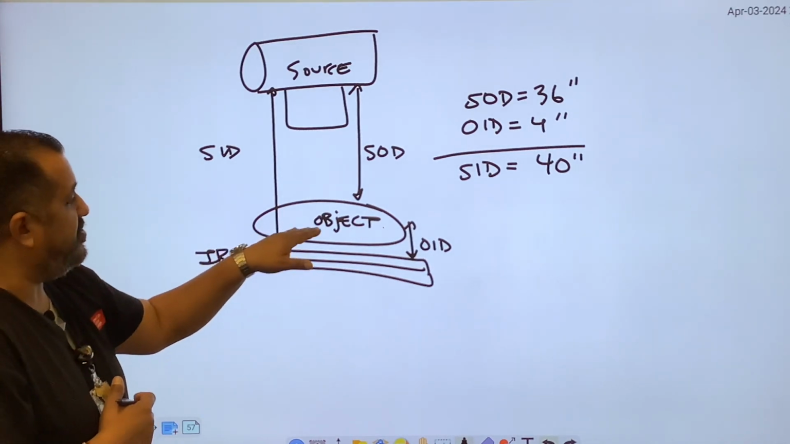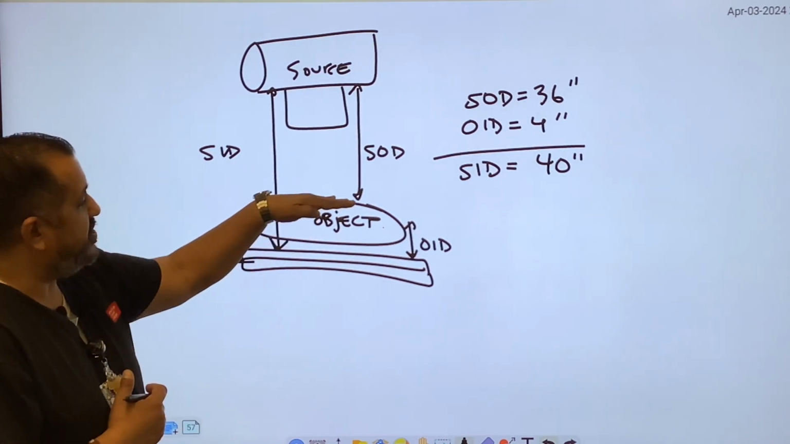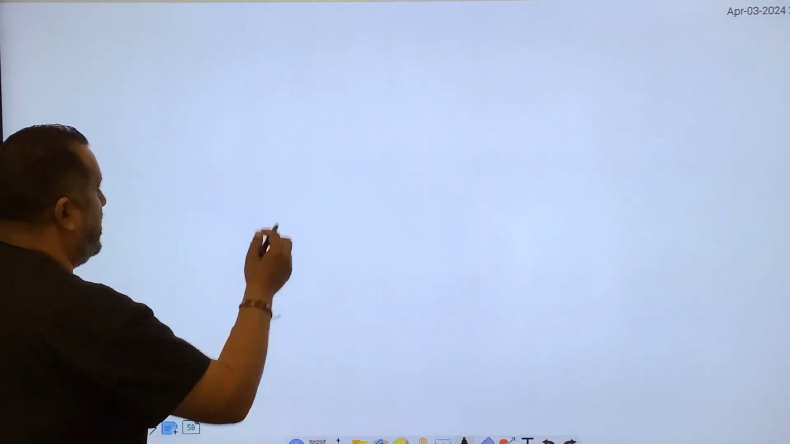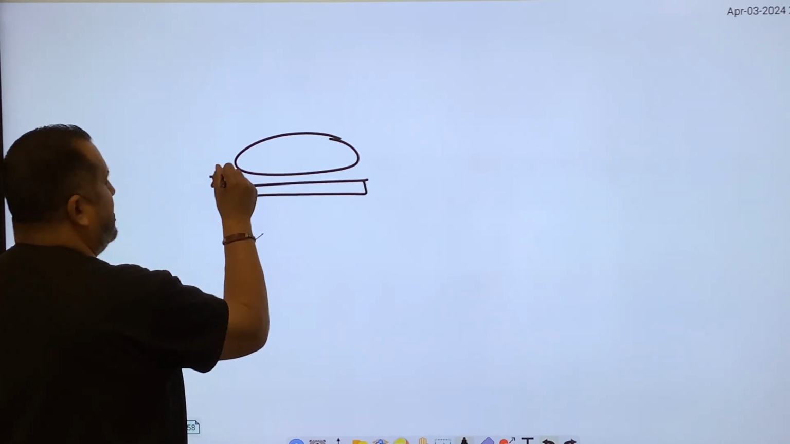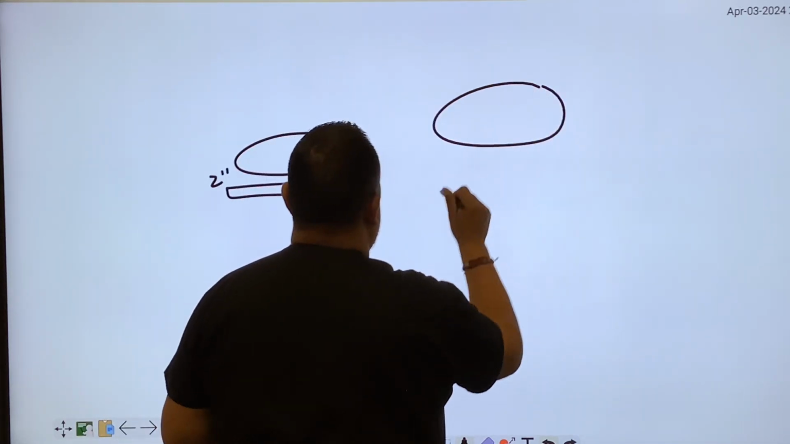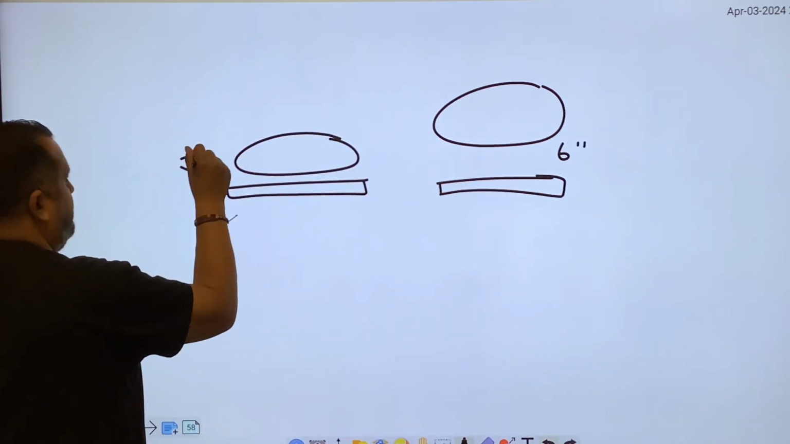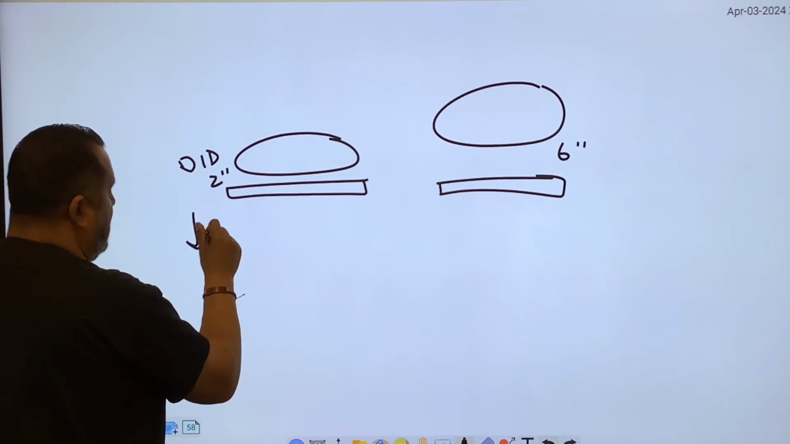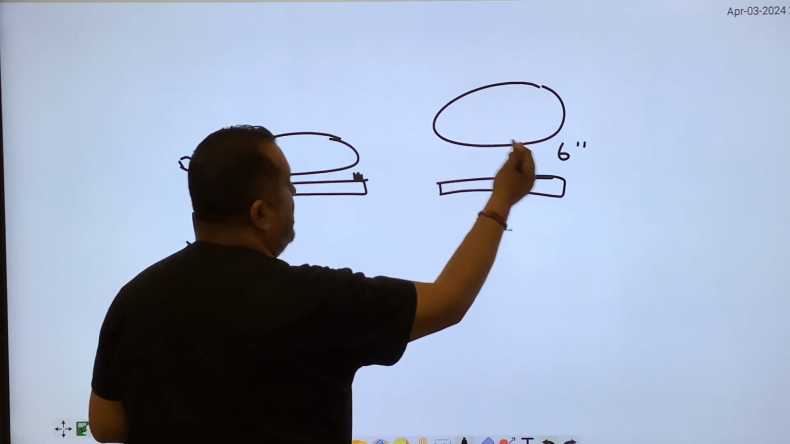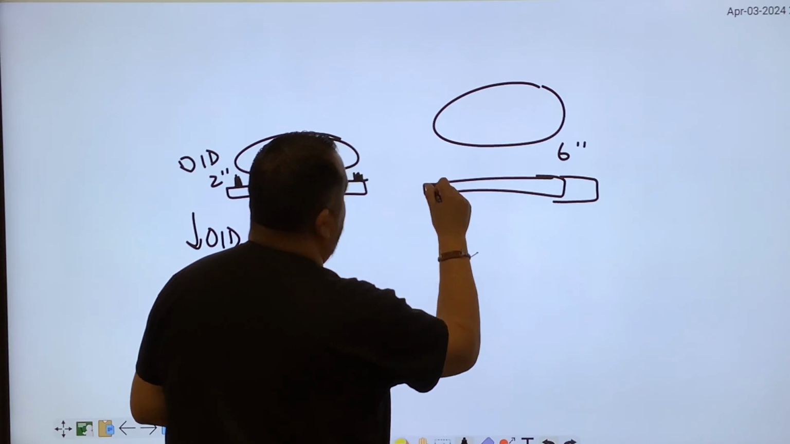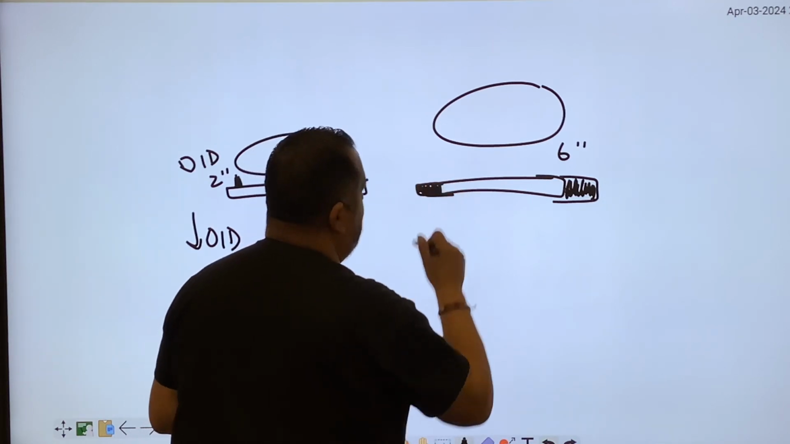So how does this relate to spatial resolution? Here's how it's going to help us understand this. You always want to try to minimize your OID, and I'll give you the reason why. Let's say you have an OID that's 2 inches, and another OID, I'll make it a little bigger, say 6 inches. When you have a decrease of OID, the shadow around the object is going to be smaller. As you increase your OID, the shadow of the object is going to be larger. So you're going to lose some of the spatial resolution.